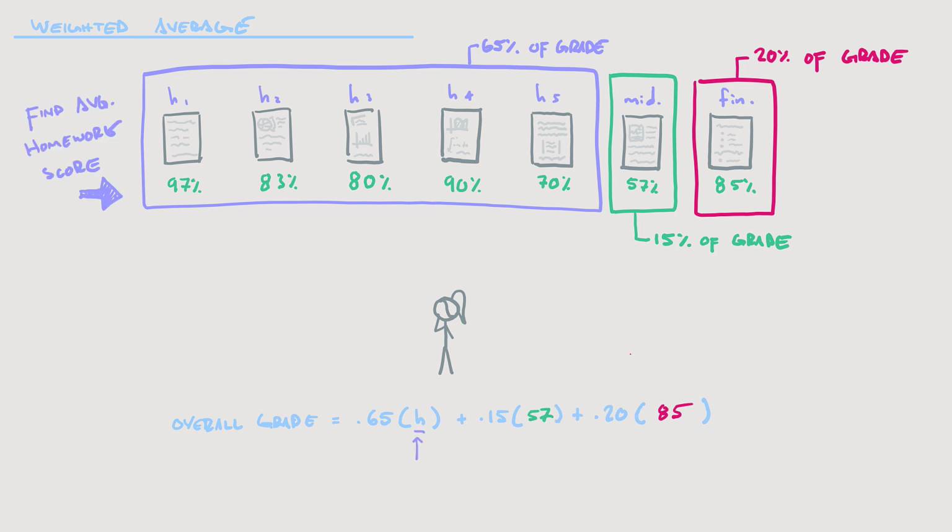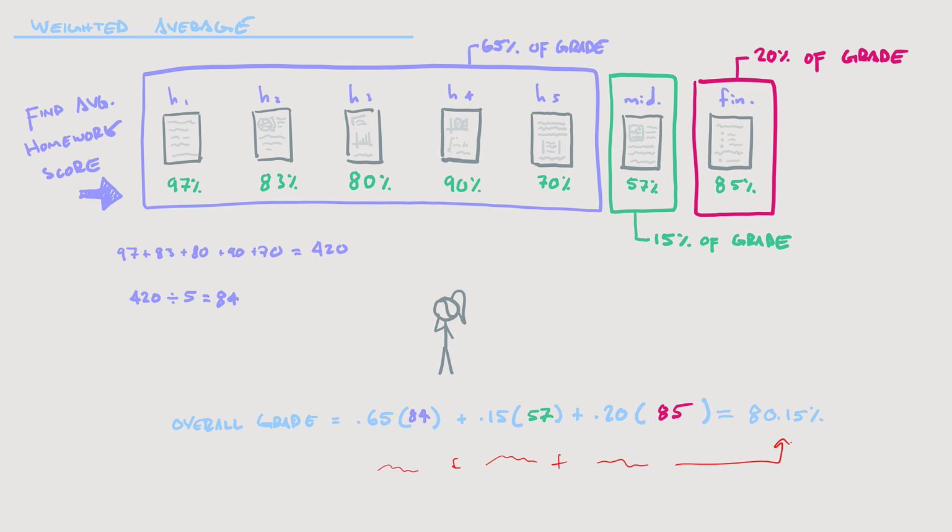But to calculate H, we have to find the average homework score. It's not the number we calculated at the beginning, because that included the midterm and the final in the overall average. Here we just need to add up these 5 homework scores and then divide that total by 5, and I got 84 when I did that. So I'm going to stick 84 right in here, and now we can calculate the result. On a calculator, I would type in 0.65 times 84 and record that, 0.15 times 57 and record that, and then 0.2 times 85 and figure out what that is, and then I'd add those things together.